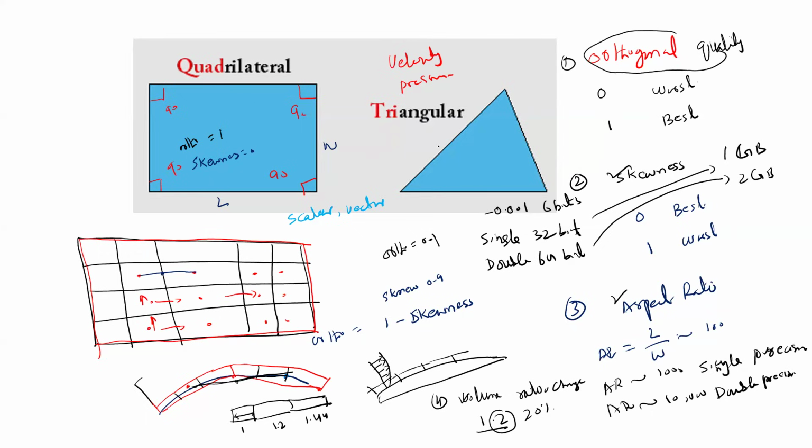So now the question is what should be the best value for the orthogonal quality? So I will discuss this thing.